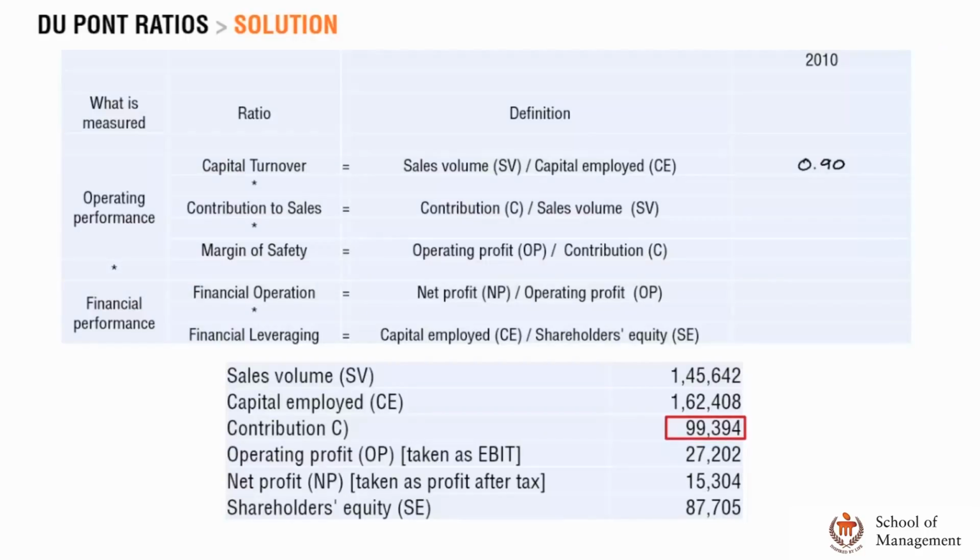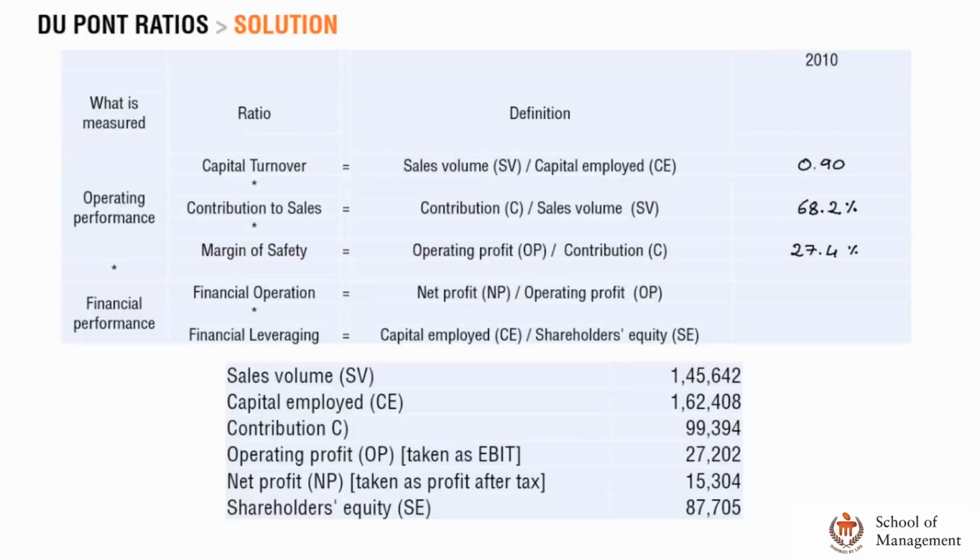Next, we talk about contribution to sales, which is the contribution, which is 99,394 divided by the sales volume, which is 1,45,642, and that figure works out to 68.2%. Thirdly, we have margin of safety, which is operating profit divided by contribution. Operating profit is 27,202 divided by contribution, which is 99,394, and that comes to 27.4% for the year 2010.